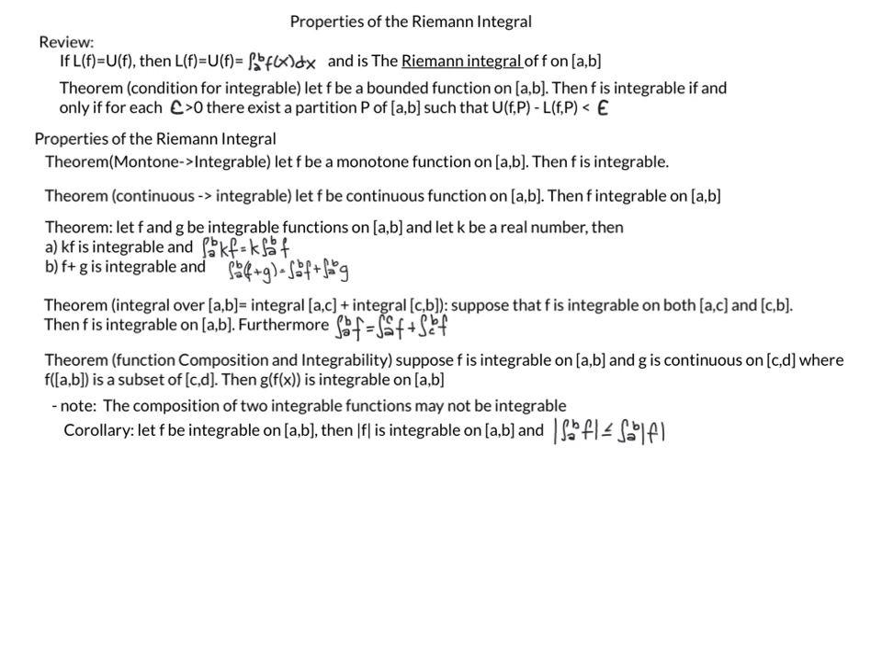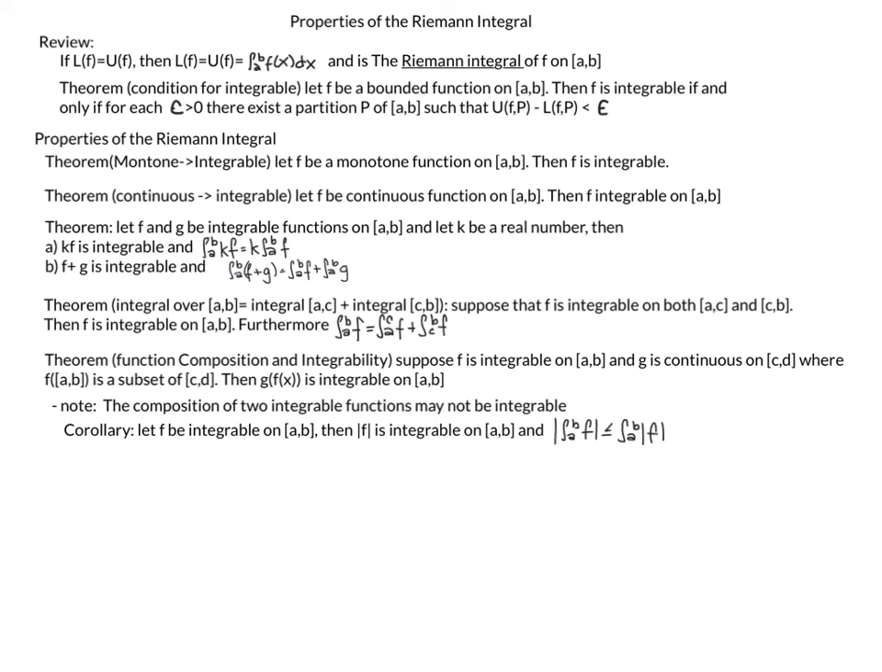This last theorem we are not going to prove, but it is an important theorem and we will do examples. It is about function composition and how it affects integrability. So suppose f is integrable on [a,b] and g is continuous on [c,d], where f of [a,b] is a subset of [c,d]. Then g composed with f of x is integrable on [a,b]. And note, the composition of two integrable functions may not be integrable, right? We have to have these conditions here. g is continuous on f of [a,b], which is a subset of [c,d].